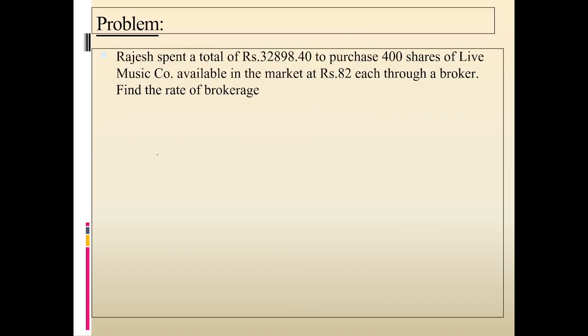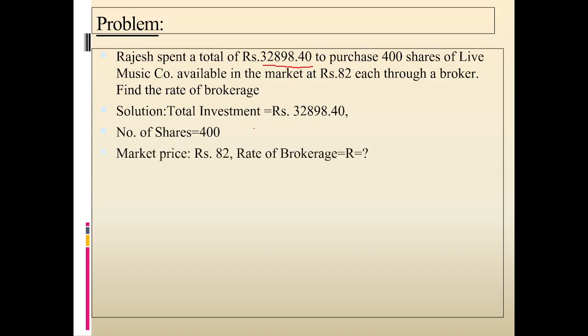The next problem: Rajesh spent a total of 32,898.40 to purchase 400 shares of Live Music Cooperative available in the market at rupees 82 each through a broker. Find the rate of brokerage. Now here Rajesh spent this amount, 32,898.40, so total amount invested is 32,898.40. To purchase 400 shares means number of shares is equal to 400.